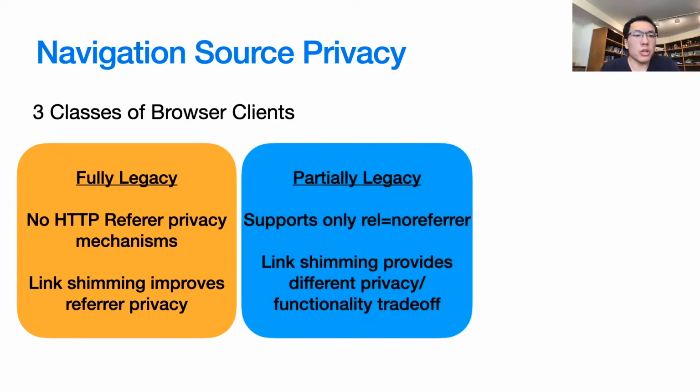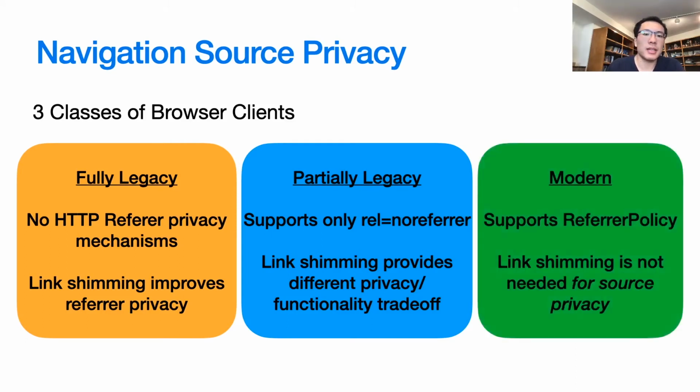Another class are what are called partially legacy clients. I'm going to elide the details here, they're in the paper, but essentially these clients support one of the referrer privacy mechanisms, but this mechanism offers a different privacy functionality trade-off compared to what's offered by link shimming, and for many websites they may actually prefer what link shimming has to offer. Finally, there are these modern browsers that support the most advanced HTTP referrer privacy mechanism, and here link shimming is not actually needed for source privacy because that mechanism is sufficient.